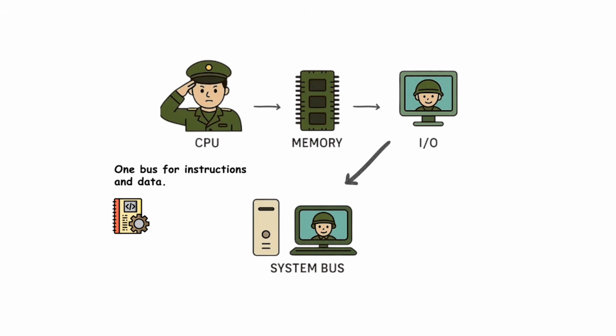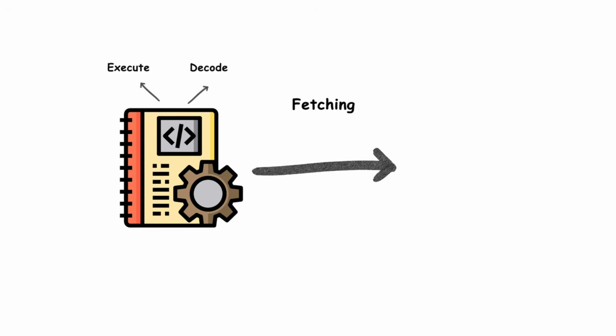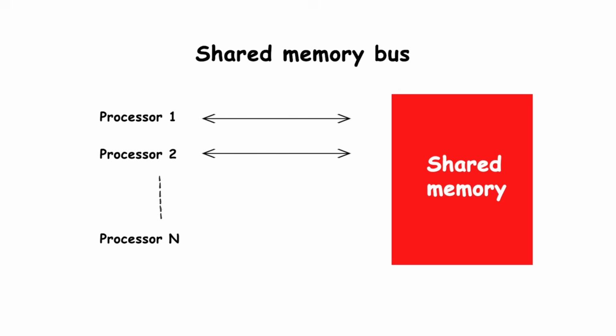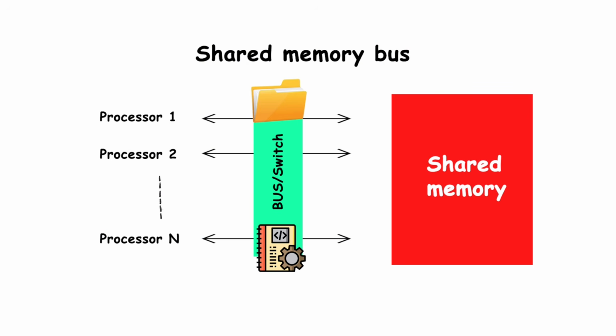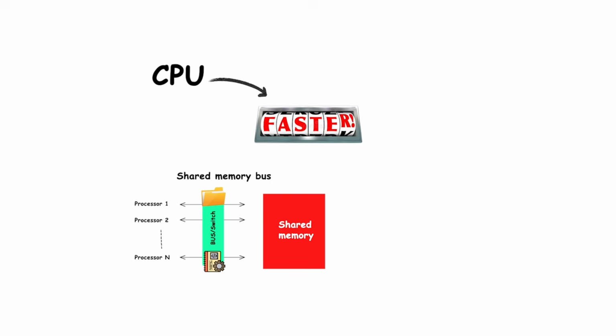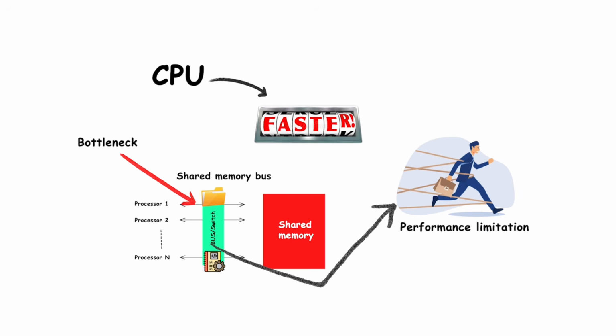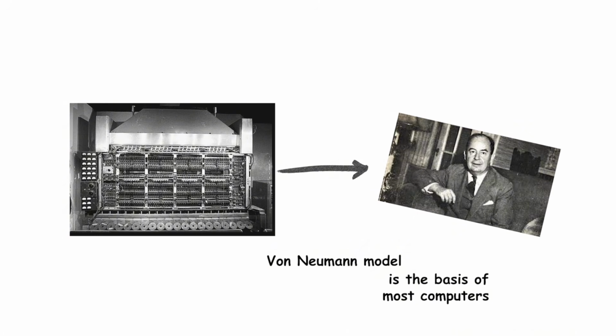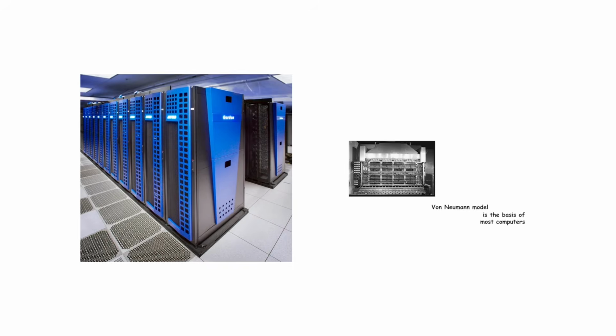Because instructions and data share the same bus, only one operation can occur at a time, either fetching an instruction or transferring data. This creates the von Neumann bottleneck. The shared memory bus limits how much data and how many instructions can move between the CPU and memory at once. As CPUs became faster, this bottleneck became a major performance limitation, since the processor often had to wait for instructions or data to arrive from memory. Despite this limitation, the von Neumann model became the foundation for most general-purpose computers, and even modern processors still reflect this structure at a basic level.